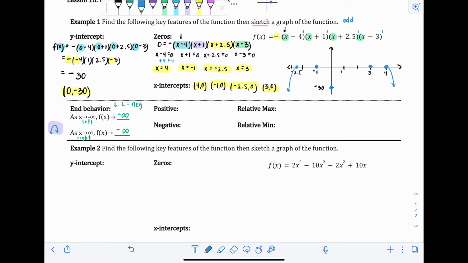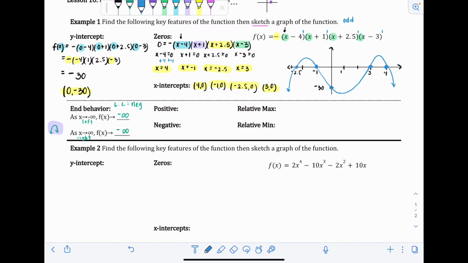So we would cross through, I'm going to start on the left over here. We would cross through at negative 2.5. At some point, we would turn back around and go through at negative 1. I'm going to make sure I hit the y-intercept, that I go through it. It's not necessarily a point of change in direction, but I just have to make sure I cross through it. At some point, I'll turn back around and I'll cross through at 3. At some point, I'll turn back around and I'll cross through at 4.